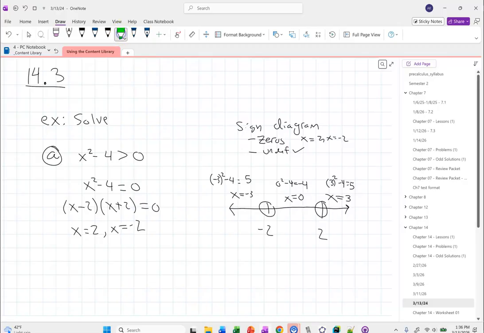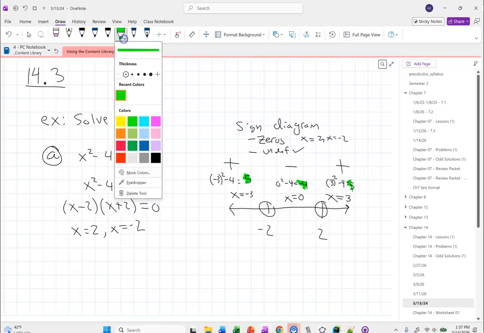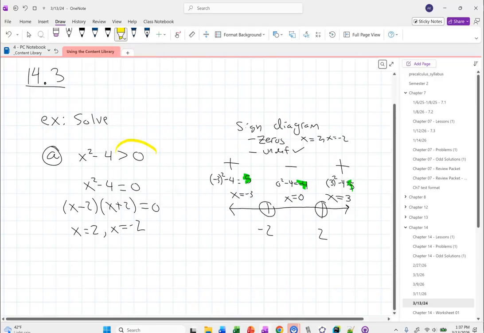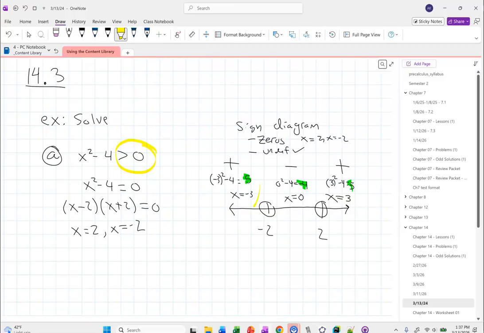So now I'm going to look at these three numbers. 5 is positive or negative? Positive. Negative 4 is positive or negative? Negative. 5 is positive. In this problem, we care about where we are greater than 0, correct? We care about these two intervals.